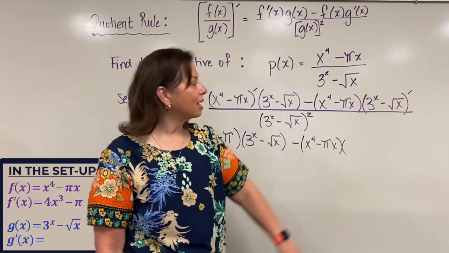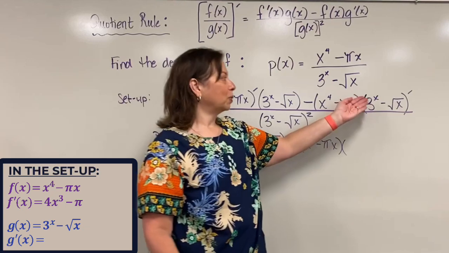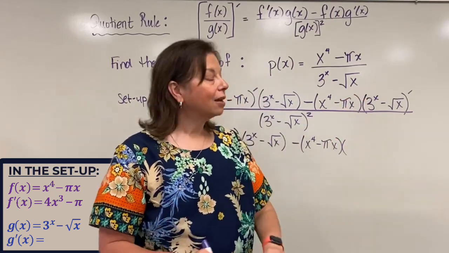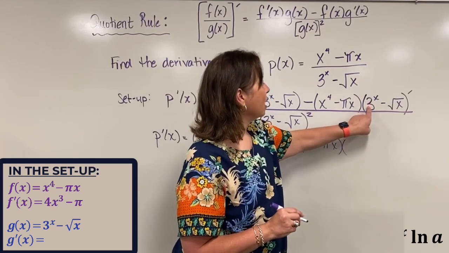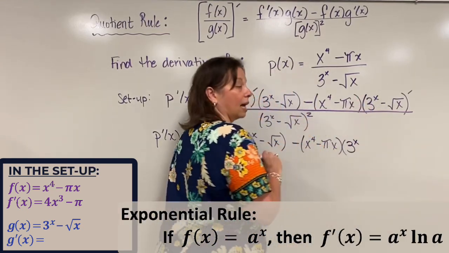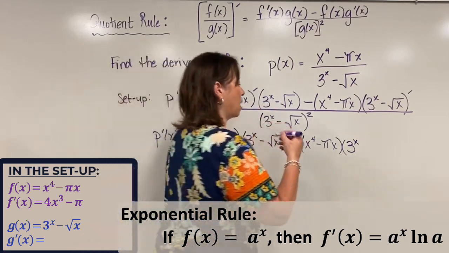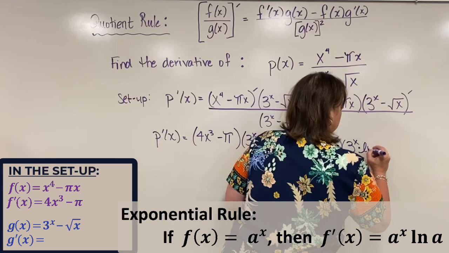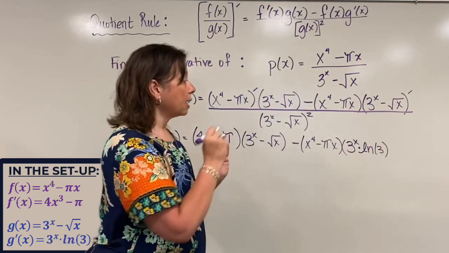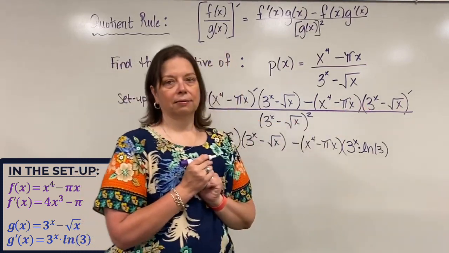So I look at 3 to the x and I have to recall 3 to the x is an exponential function, not a power function. It's an exponential function. So its derivative must look like this. 3 to the x, again, copy the original function, but then we multiply by the natural log of that base, which was 3. So 3 to the x times natural log of 3 is the derivative of 3 to the x.